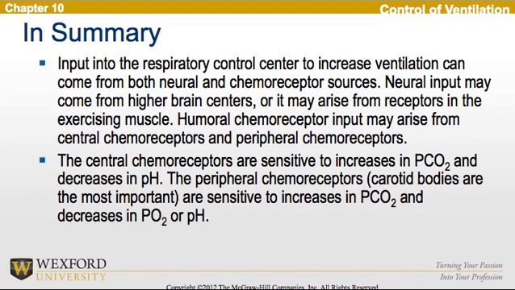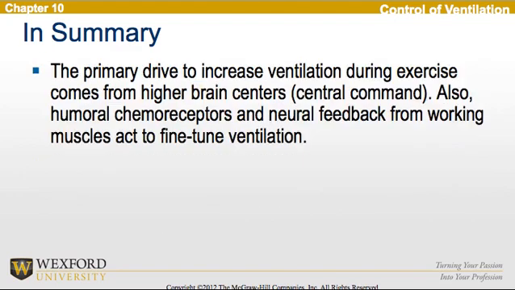The central chemoreceptors are sensitive to increases in the partial pressure of carbon dioxide and decreases in pH. The peripheral chemoreceptors in the carotid arteries are the most important and are sensitive to increases in the partial pressure of carbon dioxide and decreases in the partial pressure of oxygen or pH. And finally, the primary drive to increase ventilation during exercise comes from the higher brain centers, or the central command. Also, humoral chemoreceptors and neural feedback from working muscles act to fine-tune the ventilation.